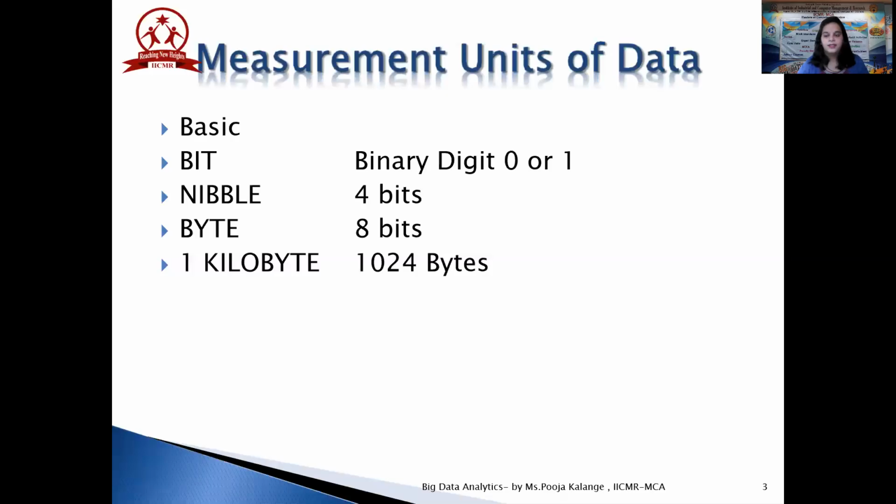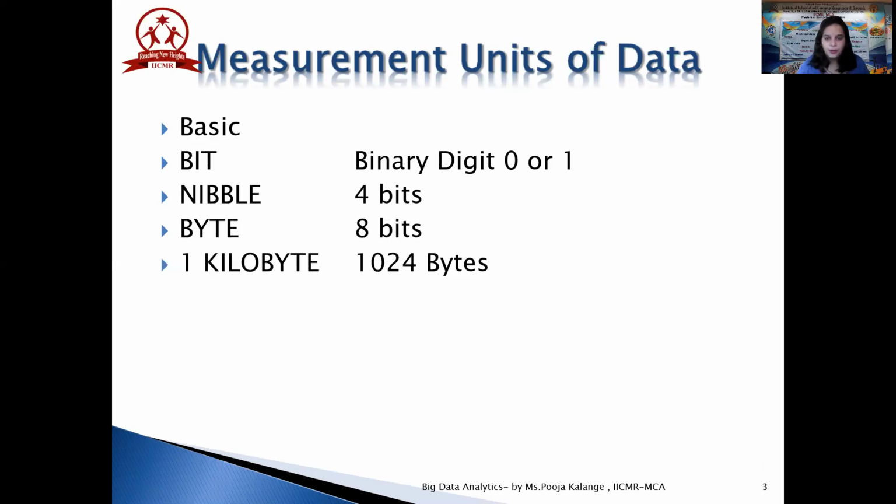Whenever we start with big data, it's all about the data, right? So we need to know the basic measurement units of the data. The basic data unit is a bit, which is a binary representation of a particular digit in the form of 0 or 1. Then we have the nibble. Nibble is a representation of data in 4 bits. And then comes the widely used data unit, that is the byte. A byte stands for 8 bits.